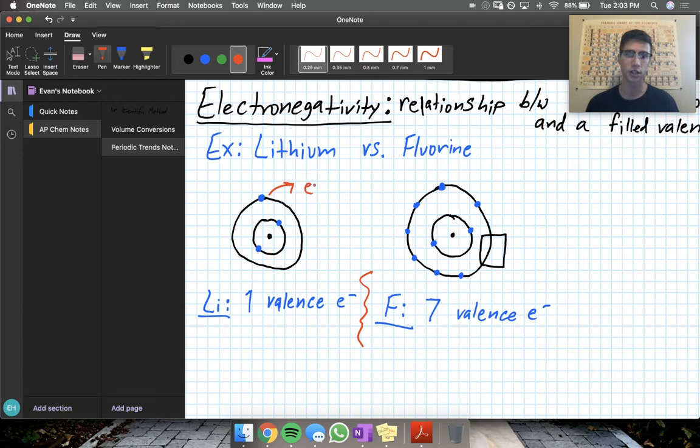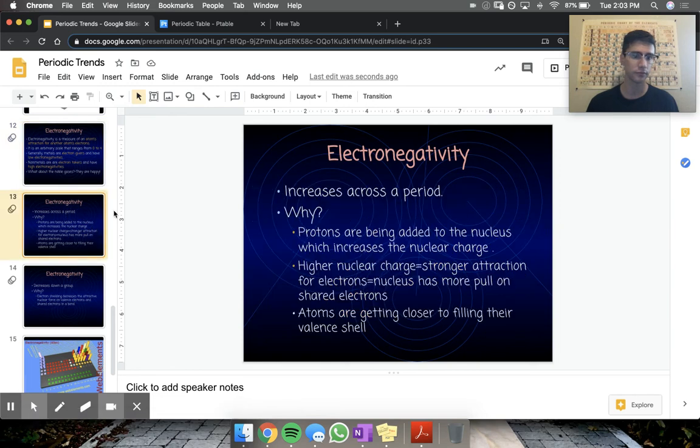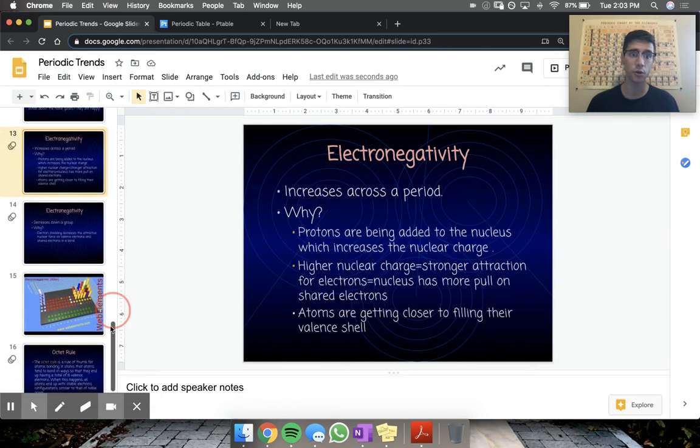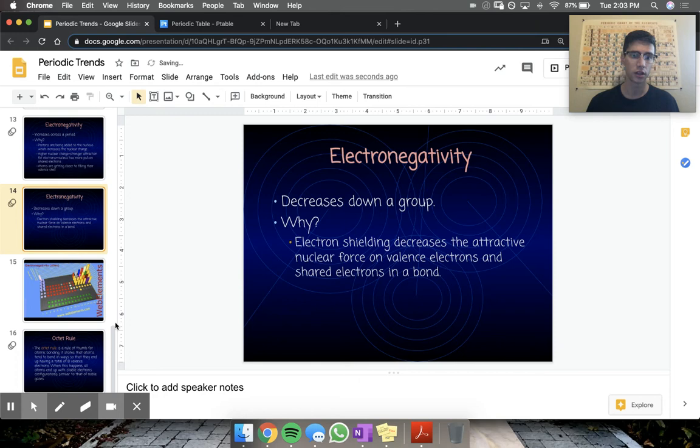So if this electron goes away, another atom would be stealing that, right? So fluorine would actually be a great example of something that would steal this electron. Because lithium is not as far across, right, has a larger atomic radius, so the nuclear charge isn't as strong, and it's not very close to filling the valence shell that it already has, it's more likely to just give that electron away, all right? So electronegativity increases across a period.